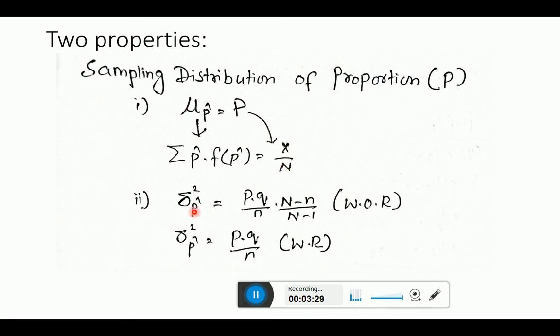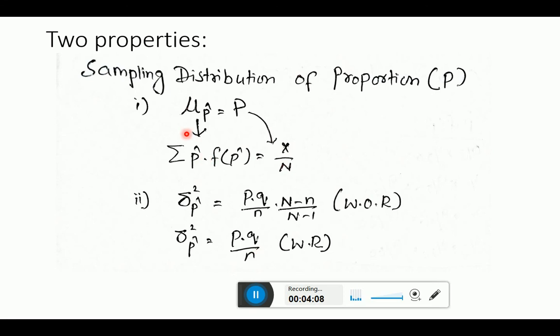The next property is variance. The variance of the sampling distribution of proportion must be equal to p times q divided by n, multiplied by capital N minus small n divided by capital N minus 1. This is the formula when you are using the without replacement method. If you remove this FPC factor, then the variance of the sampling distribution of proportion is equal to the same formula with p q over n. The only difference is the FPC; the rest of the formula is the same.